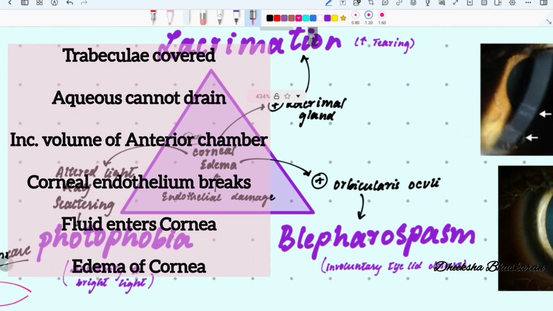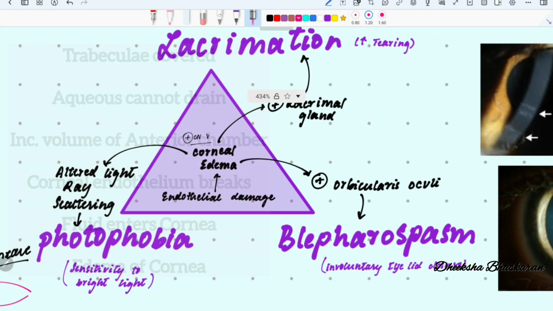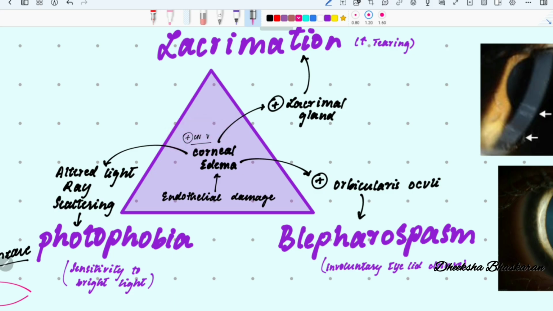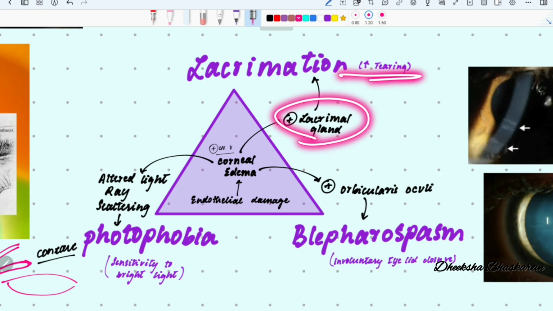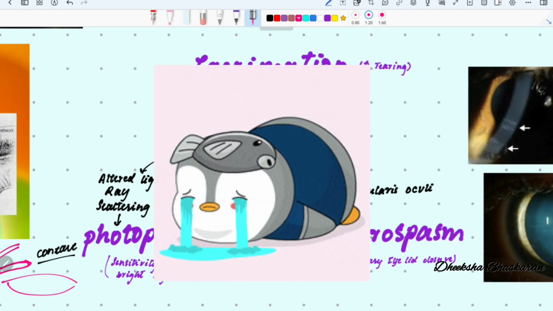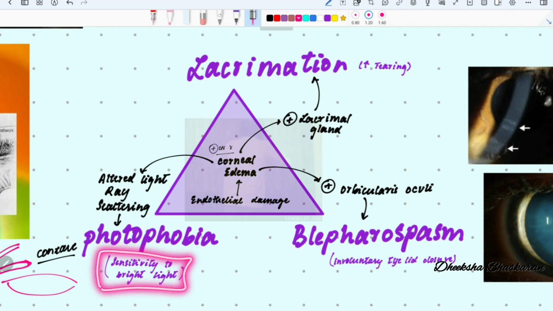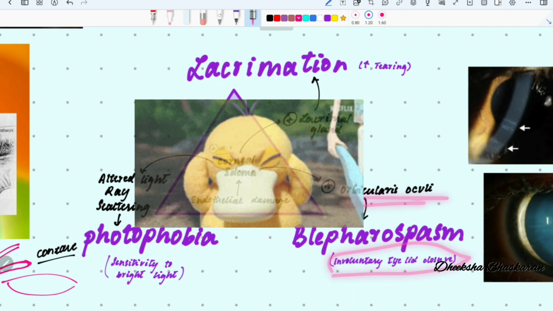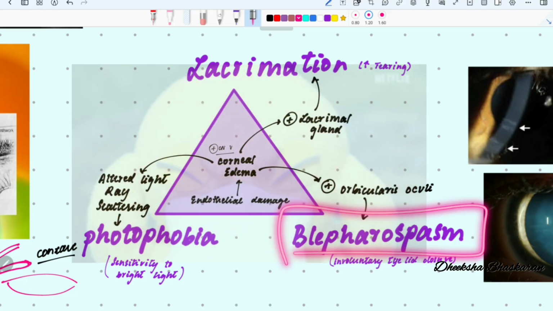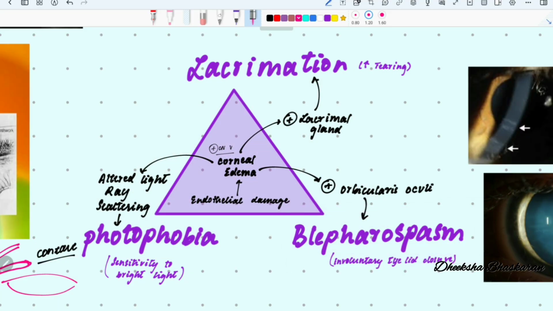This corneal edema is the main culprit. It can activate the trigeminal nerve, and this trigeminal nerve activation leads to certain involuntary reflexes, which cause the classic triad of Buphthalmos. When it stimulates the lacrimal gland, it can cause increased tearing, which we call lacrimation. There's sensitivity to bright light, which we call photophobia, and there's involuntary eyelid closure because of orbicularis oculi muscle activation, which we call blepharospasm. So the classic triad of Buphthalmos: increased tearing, photophobia, blepharospasm.